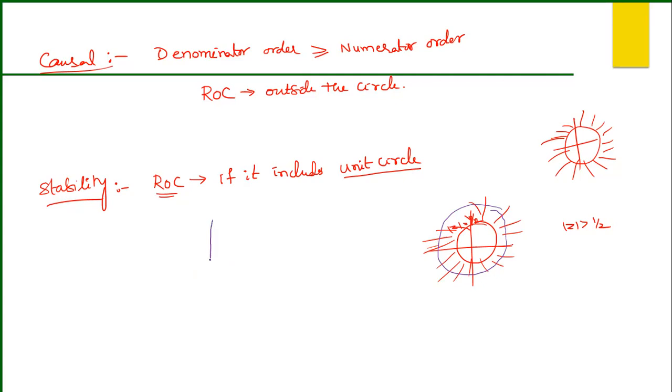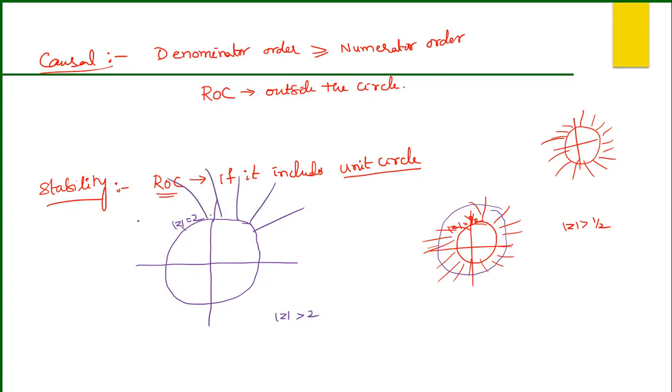For example, now this circle has radius 2, mod z is 2. What is the ROC given? Mod z greater than 2. That means this is outside, so as per the definition, this is a causal system, no doubt at all. But where does the unit circle lie? Somewhere here. Does the ROC include the unit circle? No, because the ROC is greater than 2. So it is not including the unit circle. That's why this is not stable, you can say unstable.